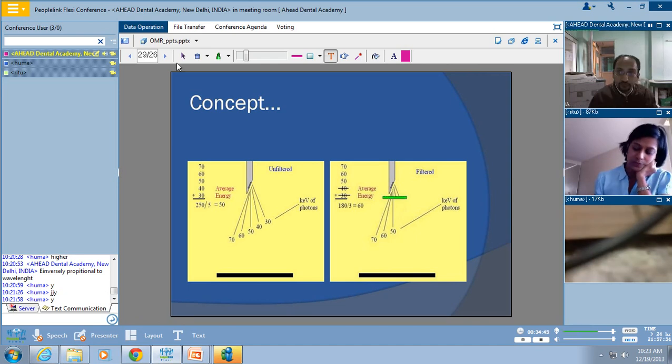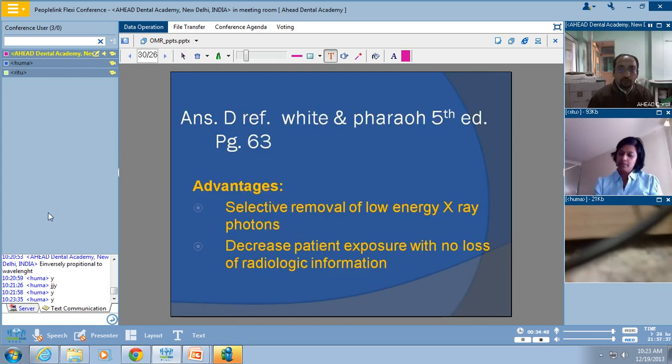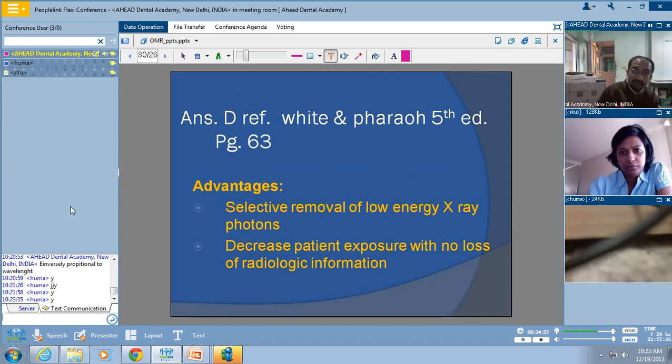Now the correct answer is, as you remember, there was confusion between choice A and choice D. Choice A was that the filter improves contrast, and choice D was lower energy, that is, reducing the patient's exposure. When we remove the X-rays of lower energy, are we not helping the patient? We are actually helping the patient by removing the X-rays of lower energy. Is it clear now? Choice D. Any doubt till so far?